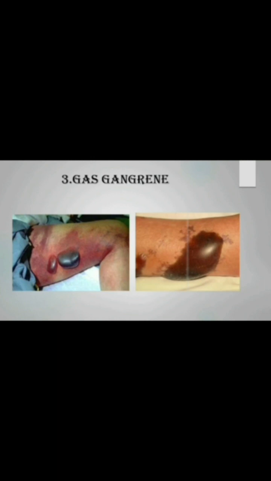A gas composition of 5.9% hydrogen, 3.4% carbon dioxide, 74.5% nitrogen, and 16.1% oxygen was reported in one clinical case. These were the three types of gangrene.